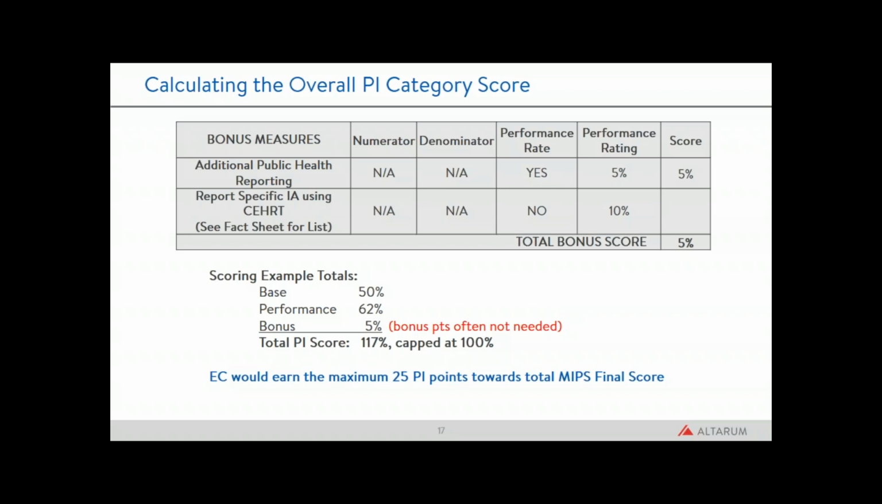So they missed out on those. They only got 5 out of the 15 bonus points. Pulling all that together in the scoring example, they got the base score of 50. They got a performance score of 62 out of 90. And they got some of the bonus points, but really they didn't need them.